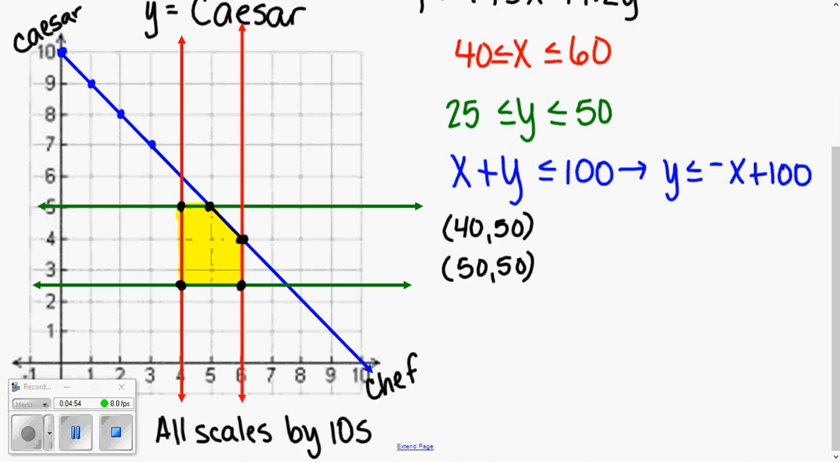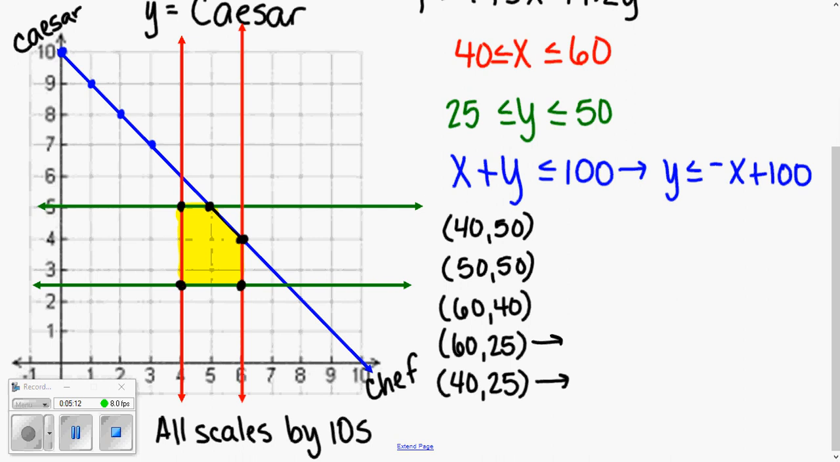The third one looks like it's occurring at 60, 40. Then the fourth one is occurring at 60, 25. Remember that was at 2.5. And then the last one's at 40, 25. Those are my vertices. And we have to evaluate the objective function for each of those vertices.